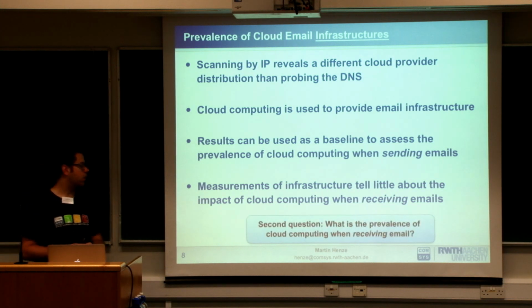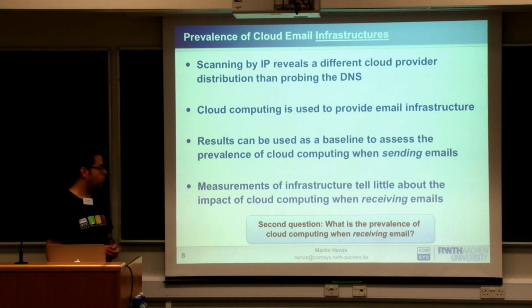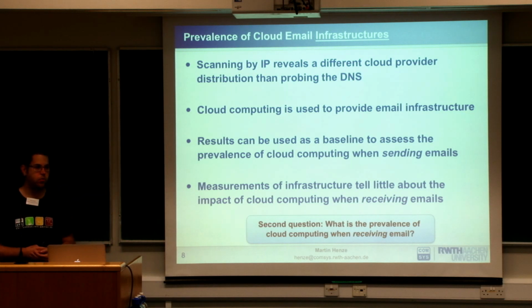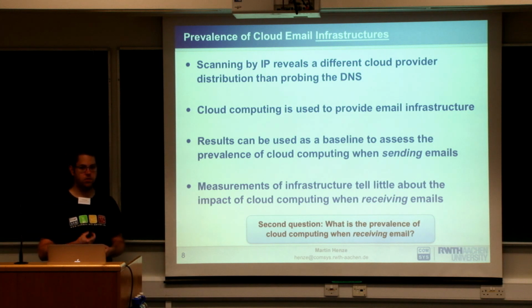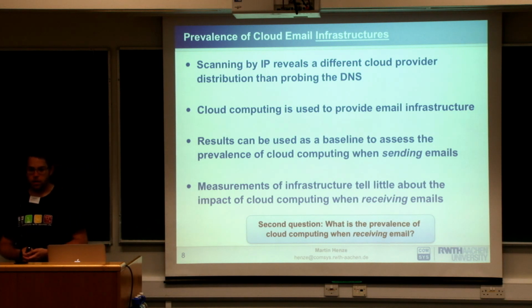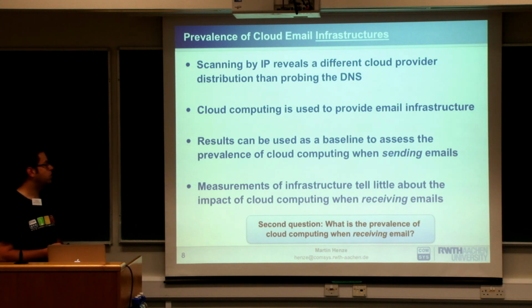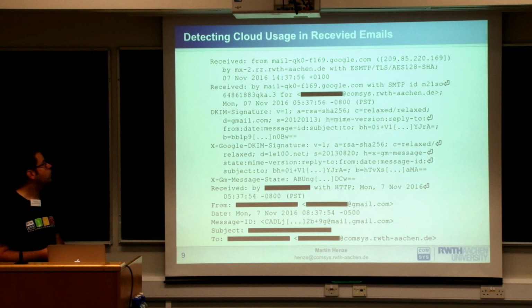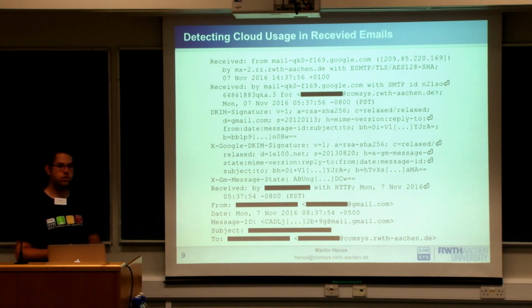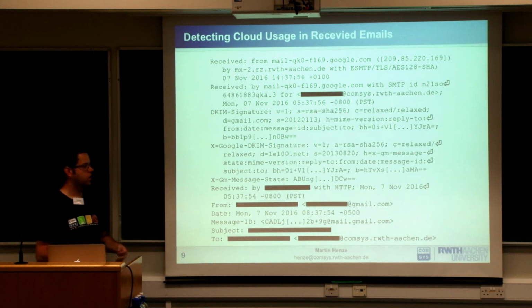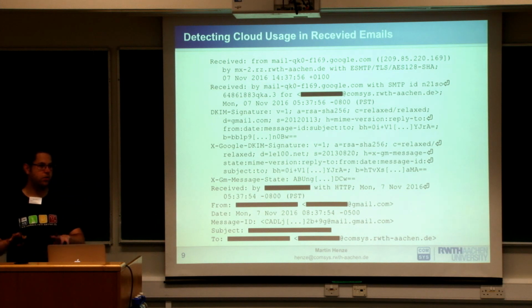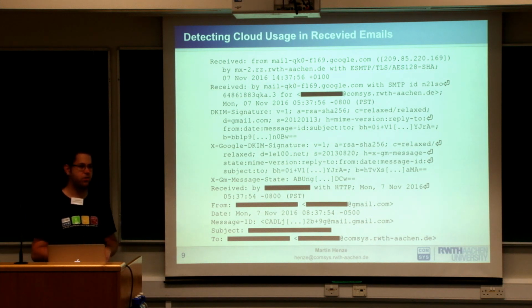So the main part of our paper essentially is about the prevalence of cloud computing when receiving emails, like actually receiving emails. And if we're looking at received emails, we have some information available that we want to exploit. For those of you that are familiar with how SMTP works, it's a more or less human-readable header. One of the first emails I actually sent, I just typed in using Telnet, back when it was still possible without getting flagged as spam.